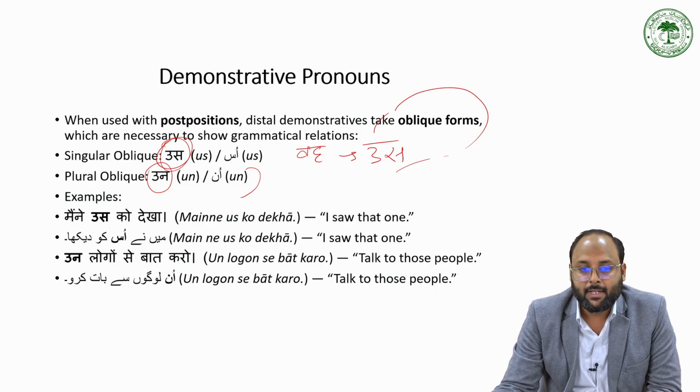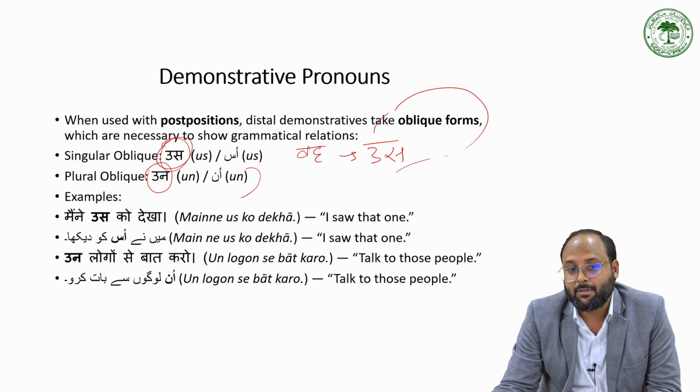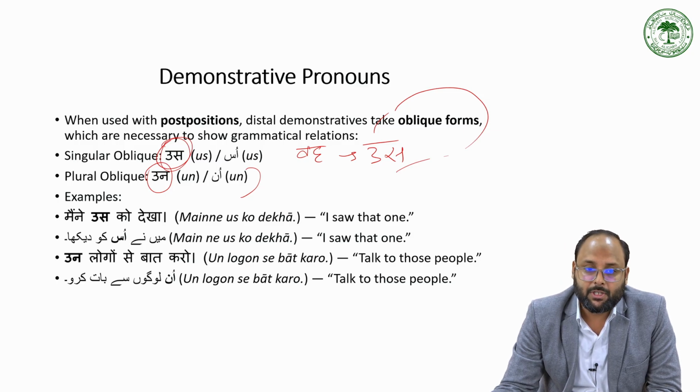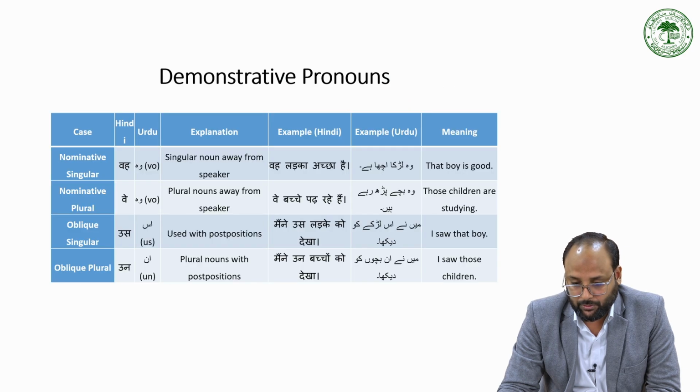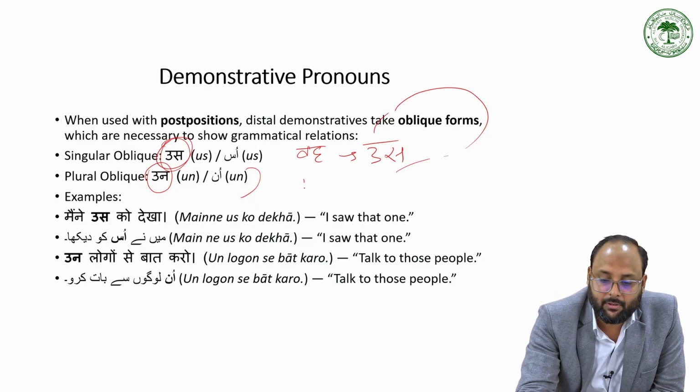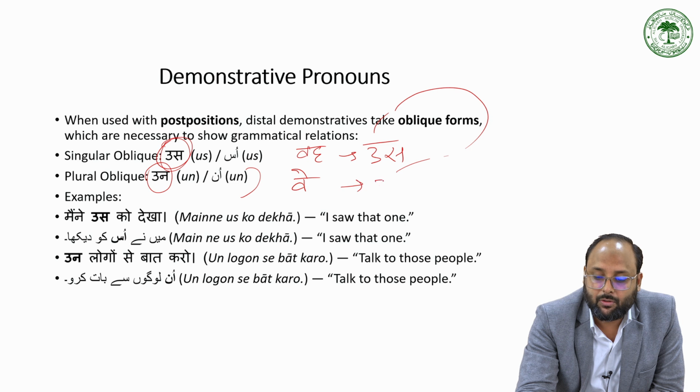उन लोगों ने बात नहीं मानी. उन लोगों पर रहम करो. So this kind of postposition we have with the distal demonstrative, then we can have un instead of wo. That is the oblique form of wo. So here we can say that wo changes into un for the plural. And this is for singular.